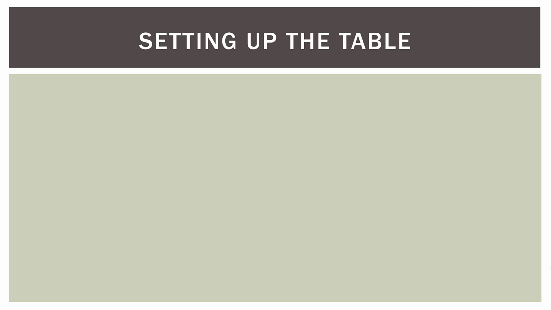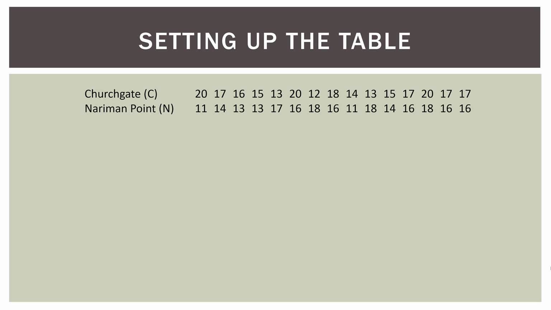So here's how Mood's median works. First, we're going to set up our table. So here are the ratings for the Churchgate and Nariman Point stores. Churchgate had 15 students that gave it the following ratings: 20, 17, 16, 15, and so on and so forth. Nariman Point had 11, 14, 13, 13, 17, and so on. So those are the 15 observations for the first 2 stores.